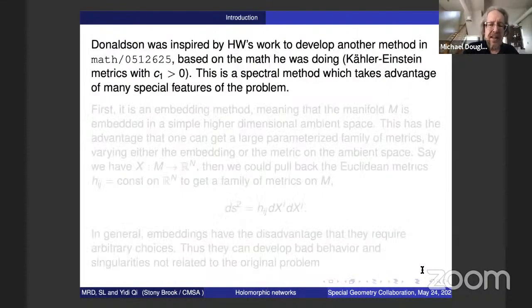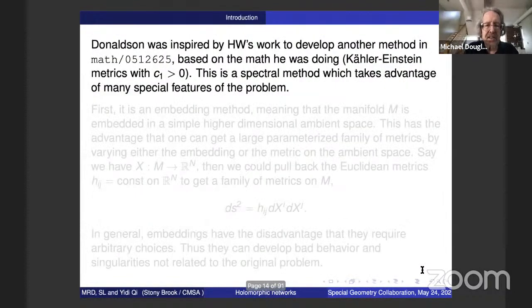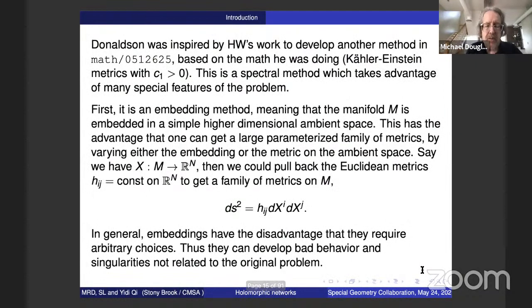Okay, so that's the Hedrick and Wiseman issues that you would face in continuing that direction. Then Simon's work was inspired by, but quite different. Just to set it into this larger context, this is what people would generally call a spectral method. What we're doing is embedding the manifold by the sections of some line bundle, and then there's a simple differential condition, that we have holomorphic sections.